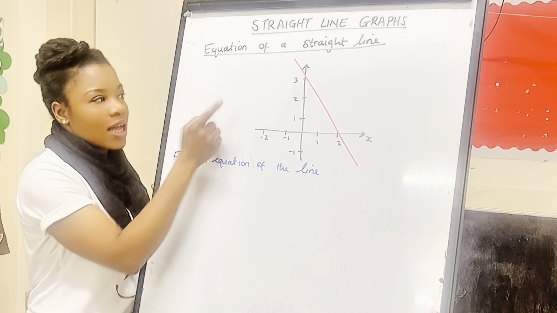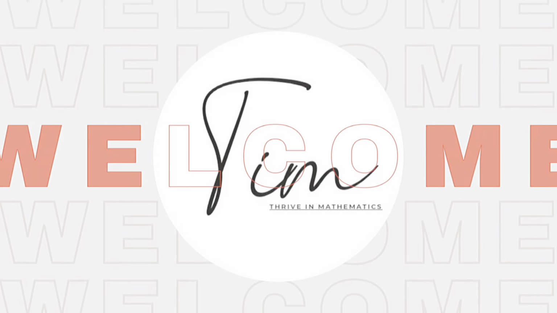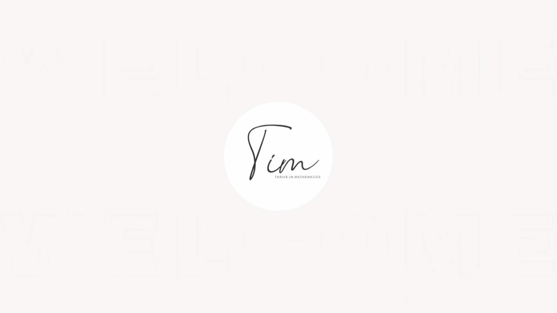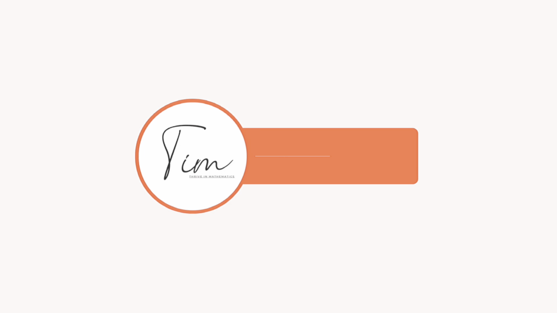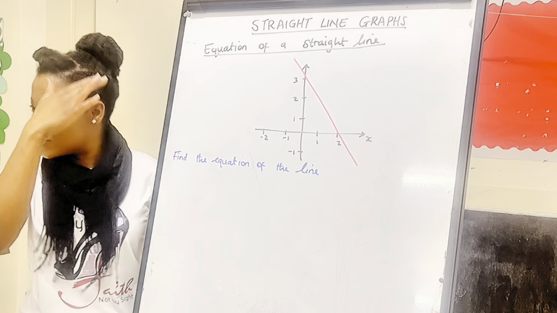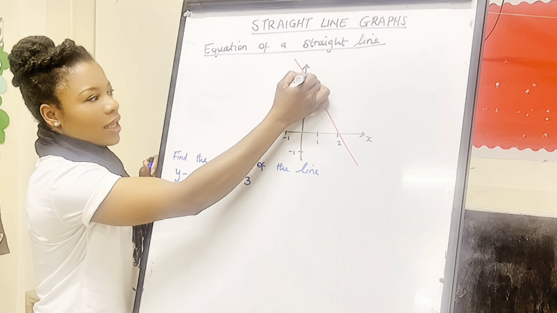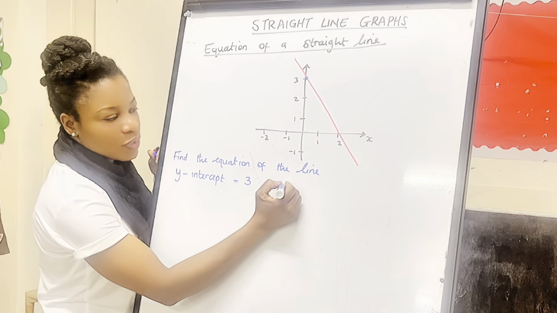Straight line graph. I want to work out the equation of that red line. First of all, you know it's going to be a negative gradient, right? Because it's going downwards. You can tell me what the y-intercept is, where it crosses the y-axis. So the y-intercept is 3. It's right here. In mathematics, that is represented with a C.